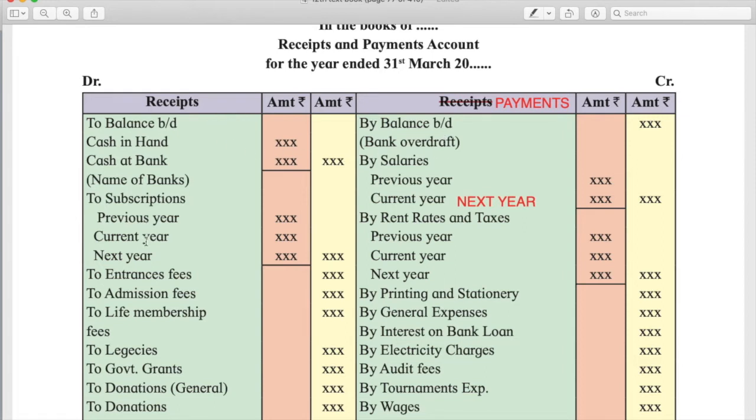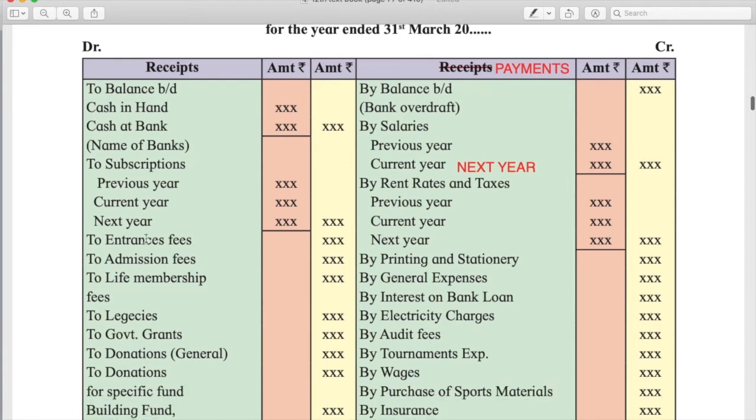Now on the debit side, on the receipt side, you can see subscription which is related to previous year, current year, next year. See, that is what I had explained in the difference between the receipt and payment account and the income and expenditure account. That it will not see whether it is related to previous year, current year or next year.